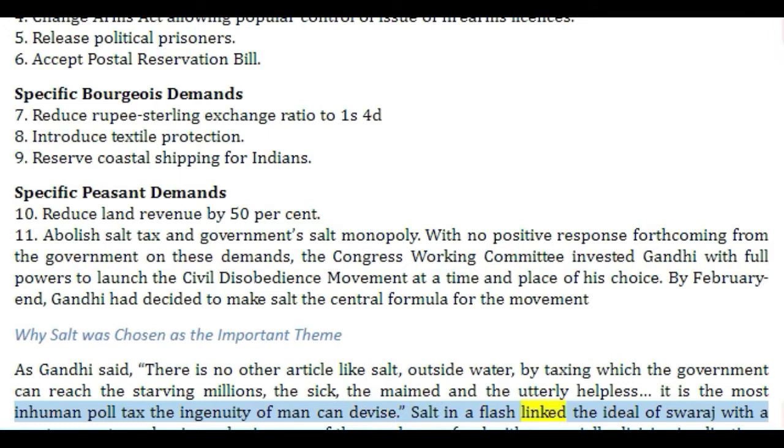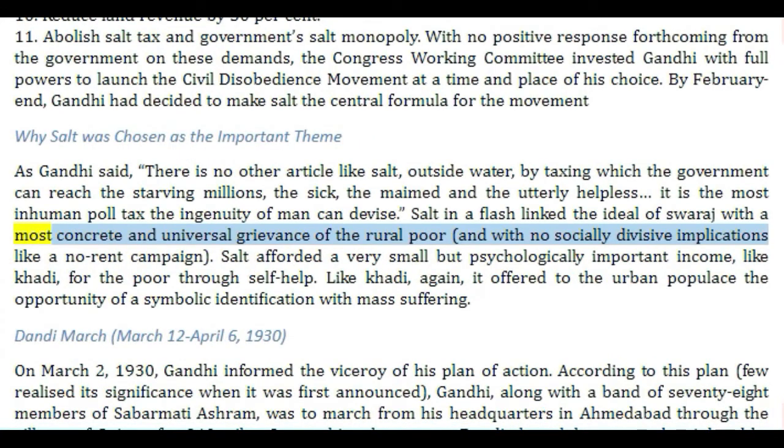Salt in a flash linked the ideal of Swaraj with the most concrete and universal grievance of the rural poor, and with no socially divisive implications like a no-rent campaign. Salt afforded a very small but psychologically important income, like khadi, for the poor through self-help. Like khadi, again, it offered to the urban populace the opportunity of a symbolic identification with mass suffering.